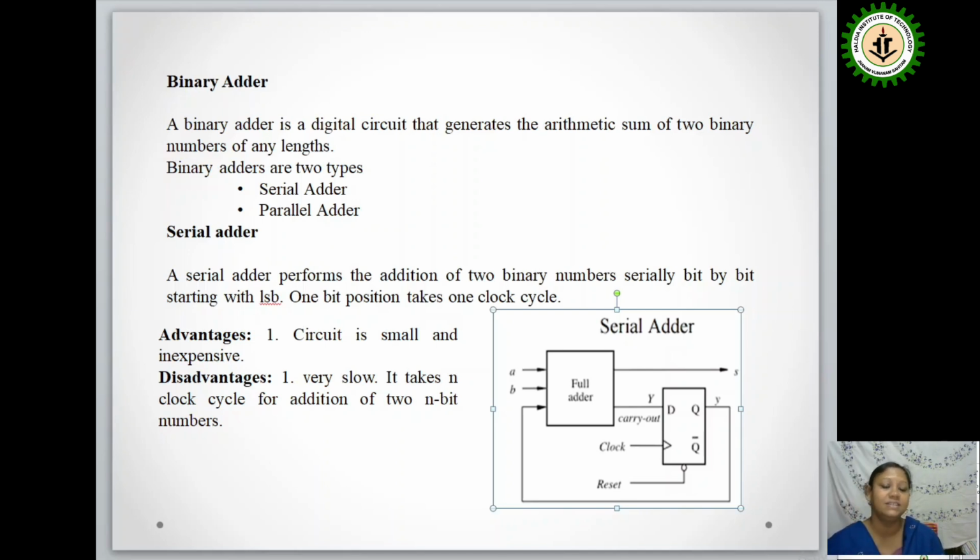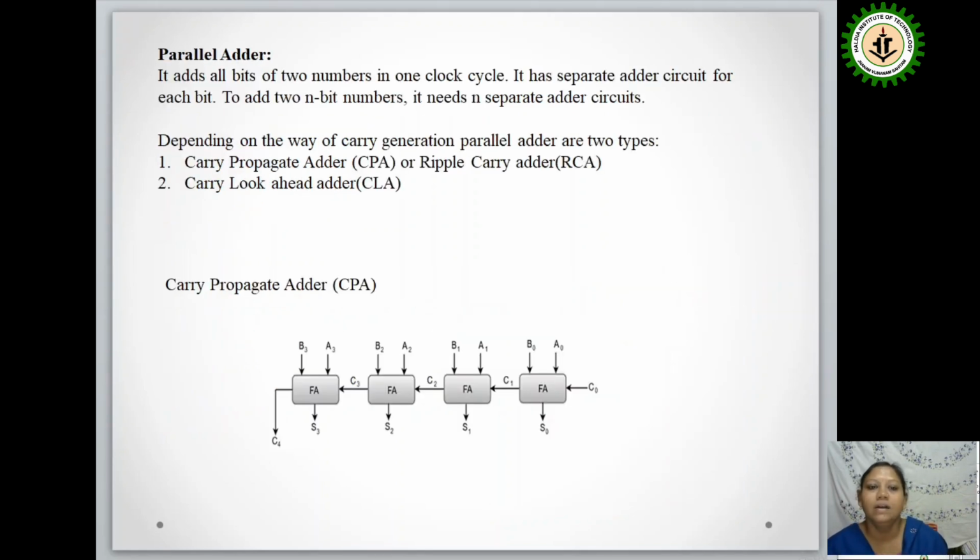But the disadvantage is that it is very slow, because it takes n clock cycles. If the number of bits of each of the two numbers is n, it takes n clock cycles for the addition. That is the main disadvantage: if the size of your binary numbers increases, the system is slow. To overcome this, the next adder comes, that is the parallel adder. To overcome the drawbacks of the serial adder, the parallel adder adds all the bits of two numbers in only one clock cycle.